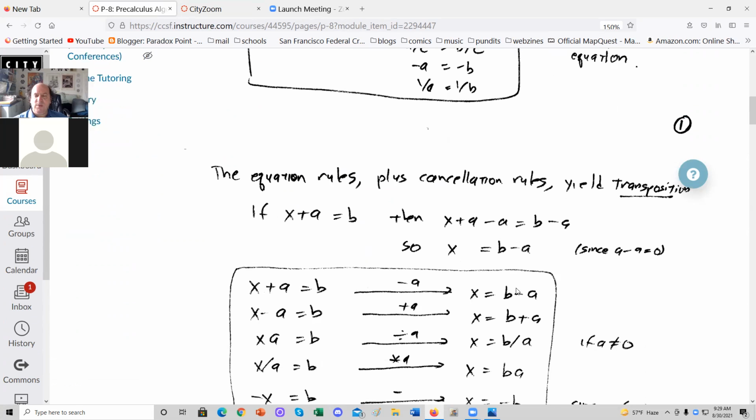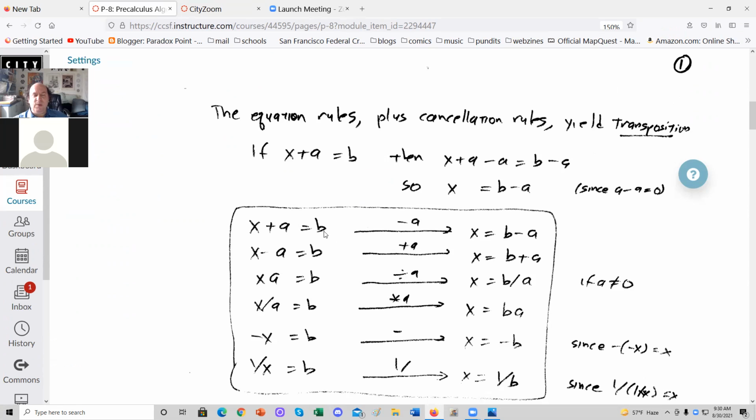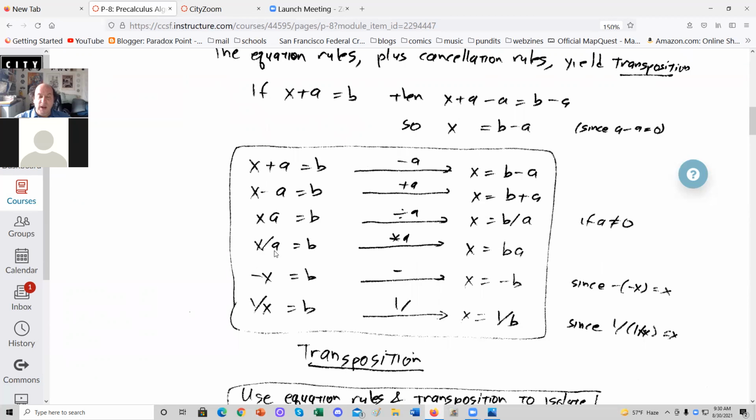Now, if you use that plus a cancellation, you get transposition. The idea is, if x plus a equals b, then we subtract a from both sides, cancel, and get x equals b minus a. If x minus a is b, then you add a to both sides, x equals b plus a. If x times a equals b, we divide by a on both sides and get x equals b over a, if a is not 0. If a is 0, then we have problems. There may be no solutions, and there may be many solutions. If x over a equals b, we multiply both sides by a and get x equals ba.